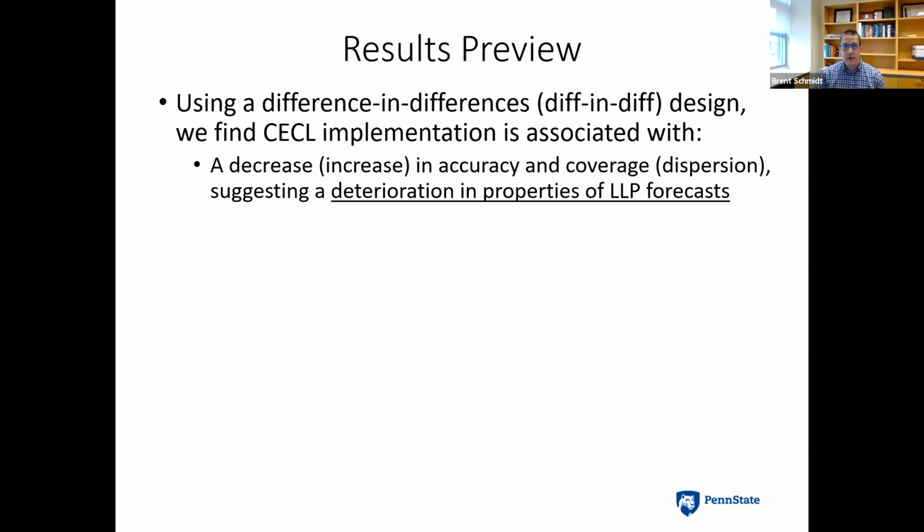Next, I'll preview the main results of the paper. Using a difference in differences design, or diff-in-diff design, which I'm sure we will talk more about as we go through the presentation, we find that CECL is associated with a deterioration in the properties of loan loss provision forecasts. Specifically, CECL implementation is associated with a decrease in accuracy, an increase in dispersion, and a decline in coverage.